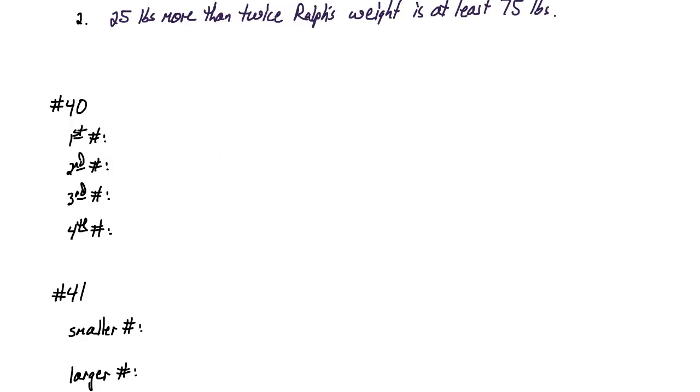Number 40. The word problem says, find 4 consecutive odd integers whose sum is 128. If we represent the first of the numbers by the letter x, then the next odd integer would be x plus 2. The next one after that would be x plus 4, and then x plus 6. We're told that they sum to 128. So let's add these 4 expressions together, and we'll say equals 128.